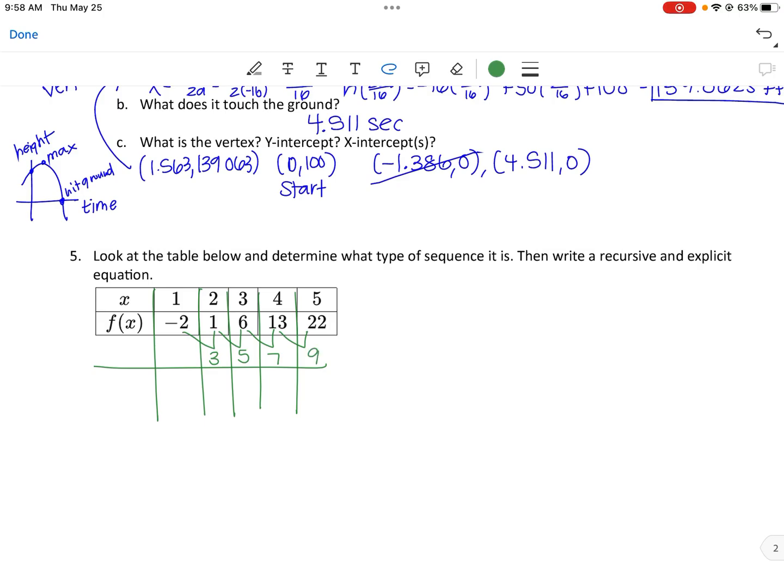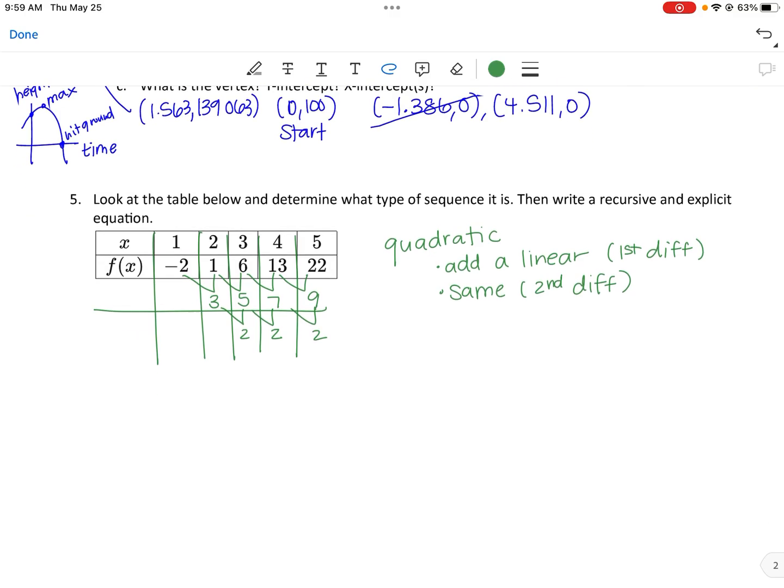So it's not linear. It's not multiplying, so not exponential. So it's got to be quadratic. The reason it's quadratic is that we're adding a linear pattern for the first difference, but then we have the same second difference, which is the characteristic of a quadratic. So let's see what they mean by that. They're saying, to get from here to here, you add 2, you add 2, you add 2.